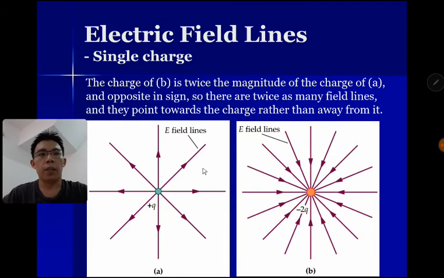All right, so here's the description that I mentioned just now. Here's the thing: why is it that we say the arrow points out from a positive charge? Why not pointing in? And for a negative charge, we draw it pointing in. Why not pointing out?